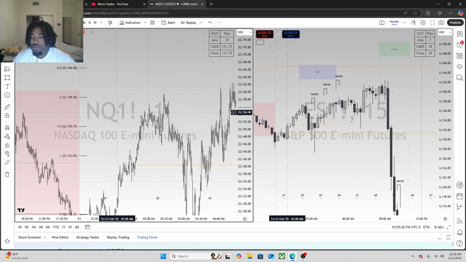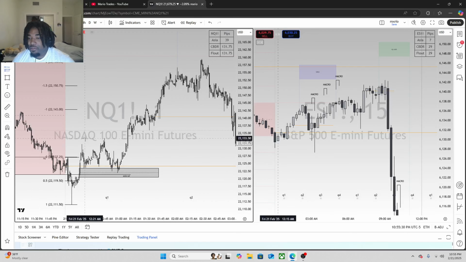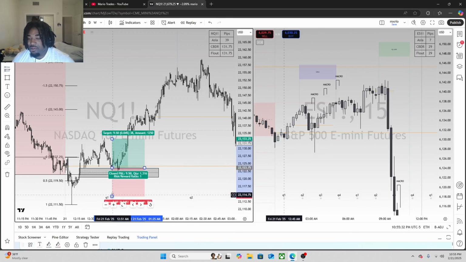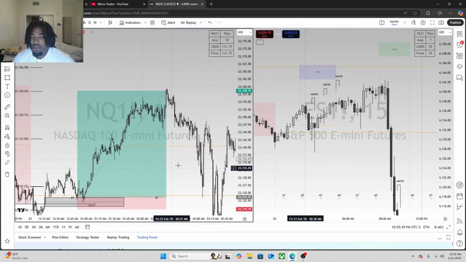Boom, right? So boom, you got your standard deviations. I got my entry off the Ferrari gap. So this is my entry, stop loss below the Ferrari gap right here. And we targeted that -2 standard deviation. As you can see, TP got hit beautifully.